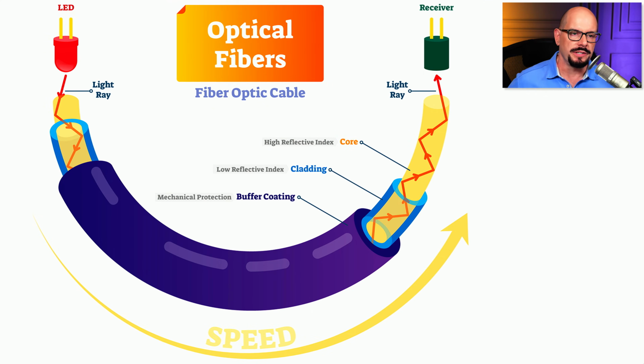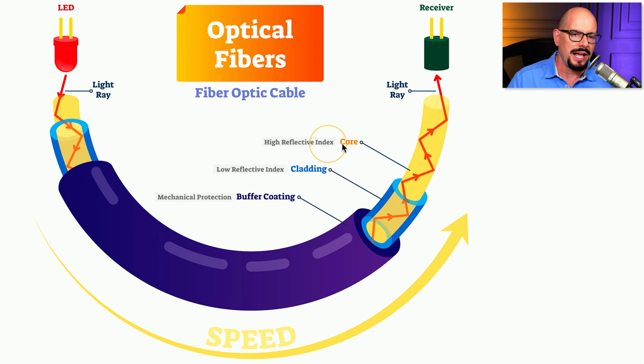Here's a nice cross-section of a fiber optic cable. You can see on one side we are sending a light through the fiber. In this case, the light is being generated with an LED. In some cases, we use a laser to be able to transmit that light. This moves through the fiber optics on the core of that fiber.